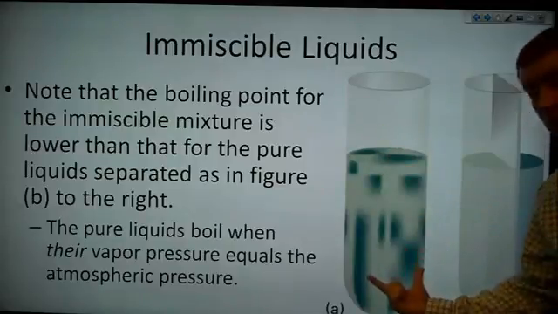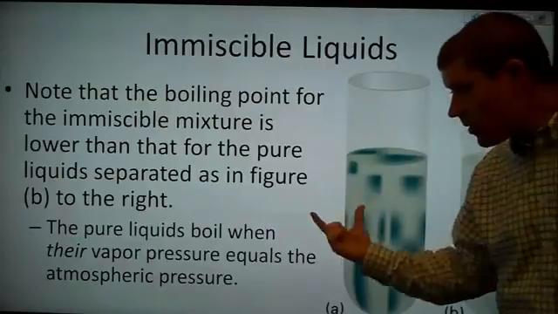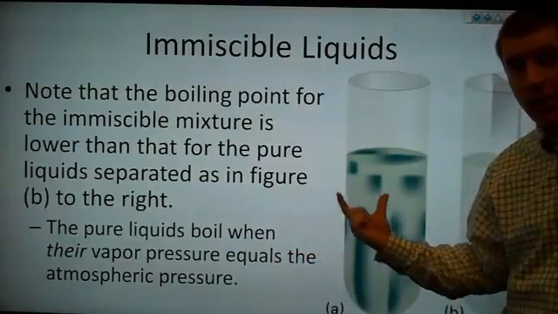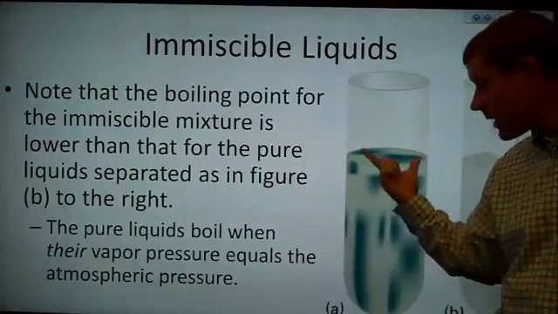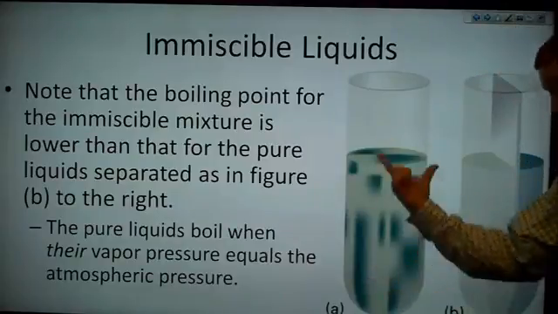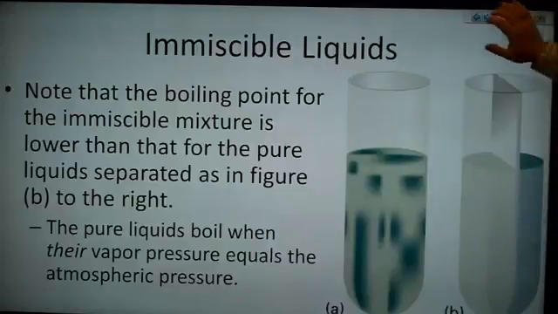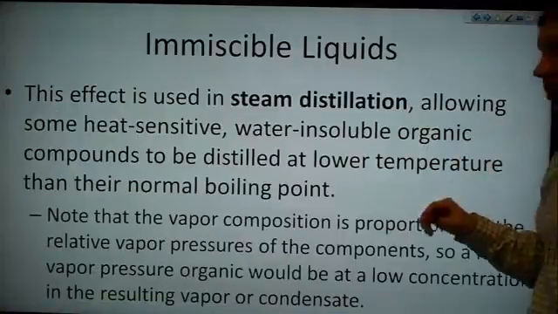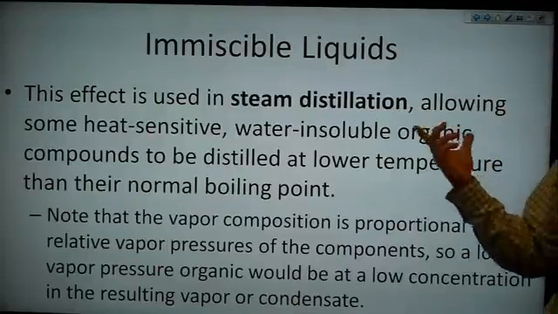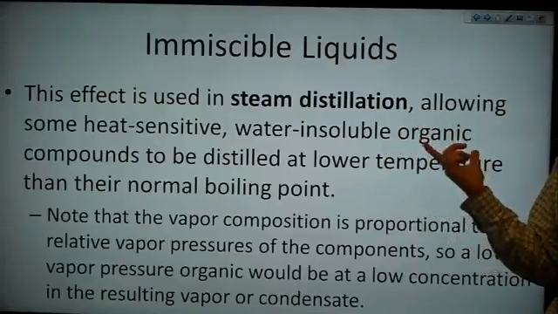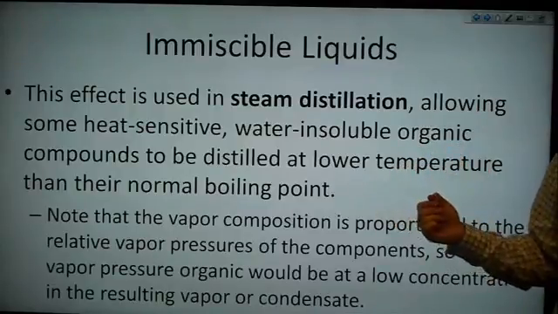But our mixture will have a total vapor pressure of the vapor pressure of A plus the vapor pressure of B. It's that total that needs to reach atmospheric pressure in the mixture case, which will mean that it will boil at a significantly lower temperature than either one by themselves. And so this effect is used in steam distillation, which allows us to have some heat-sensitive, water-insoluble organic compounds to be distilled at much lower temperatures than their normal boiling points.